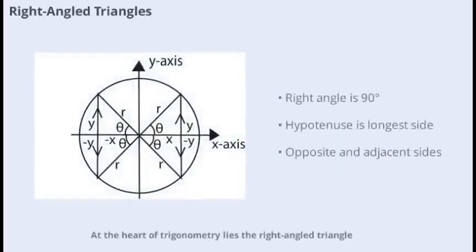The heart of trigonometry lies in the right-angled triangle. This triangle has one angle exactly equal to 90 degrees, making calculations and relationships between its sides and angles especially straightforward. The sides are typically labeled as the hypotenuse, the longest side, the opposite side across from the angle of interest, and the adjacent side next to the angle of interest. Understanding these terms is crucial because trigonometric ratios are defined based on these sides.